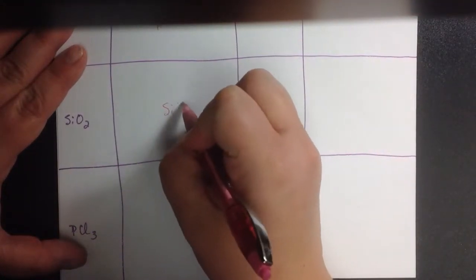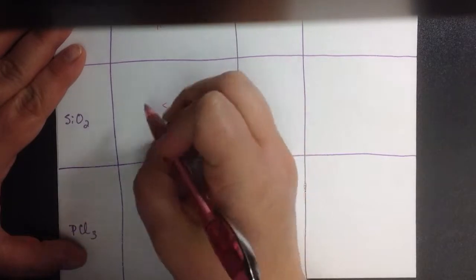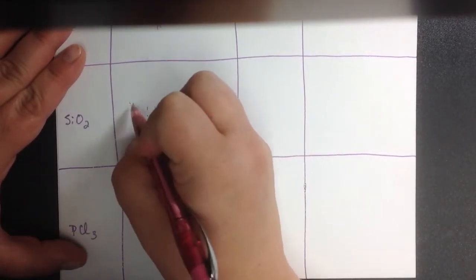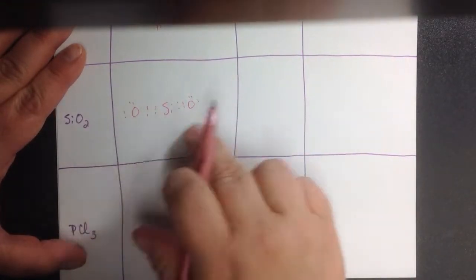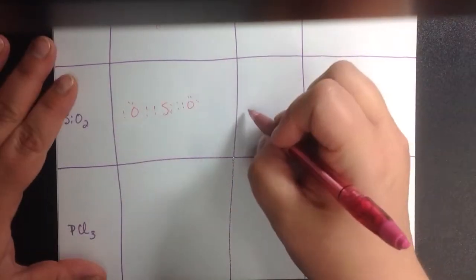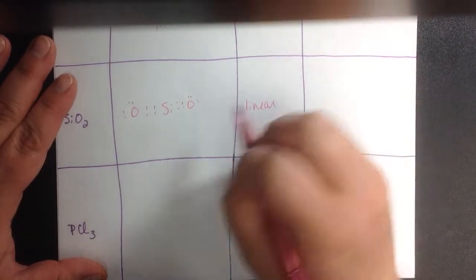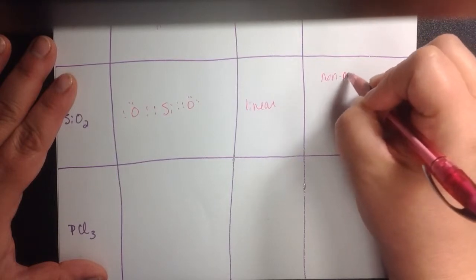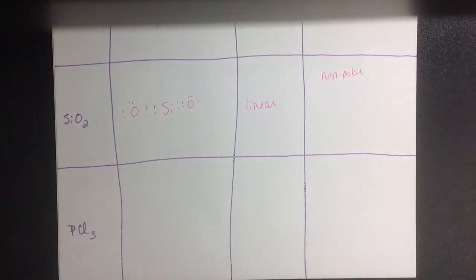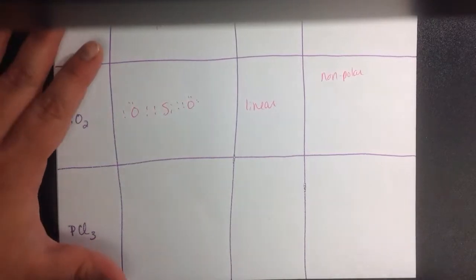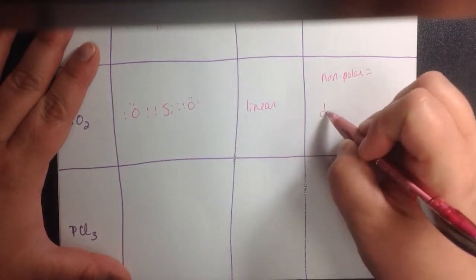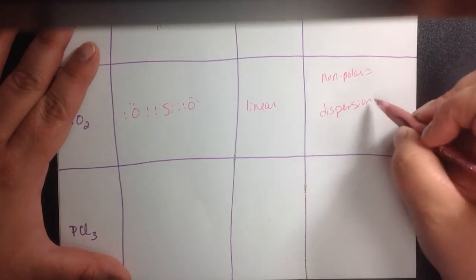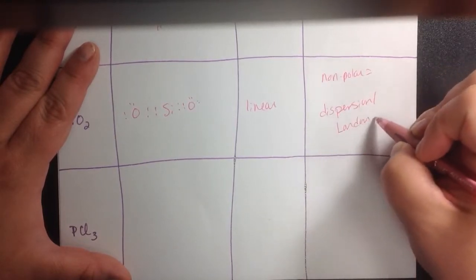Got silicon. Molecular geometry is simply linear. This is nonpolar because the oxygens pull in equal and opposite directions. And so this would be dispersion or London forces.